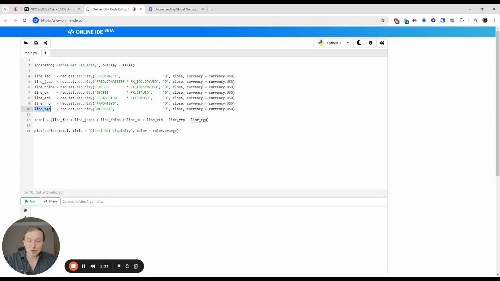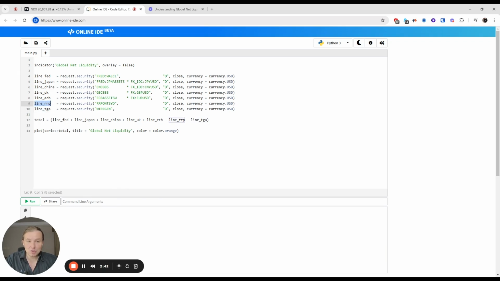Now, breaking down the formula, we pretty much take the combined balance sheets of the world's central banks, such as the Federal Reserve, the Bank of Japan, the People's Bank of China, the European Central Bank, and the Bank of England, which pretty much gives us the total liquidity injected into the system. Now, we subtract the Reverse Repo Program, or the RRP, and the Treasury General Account.